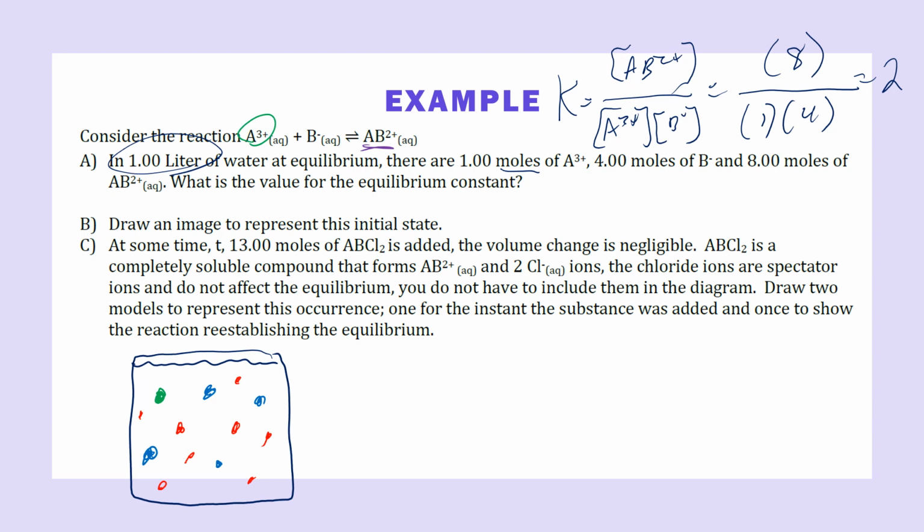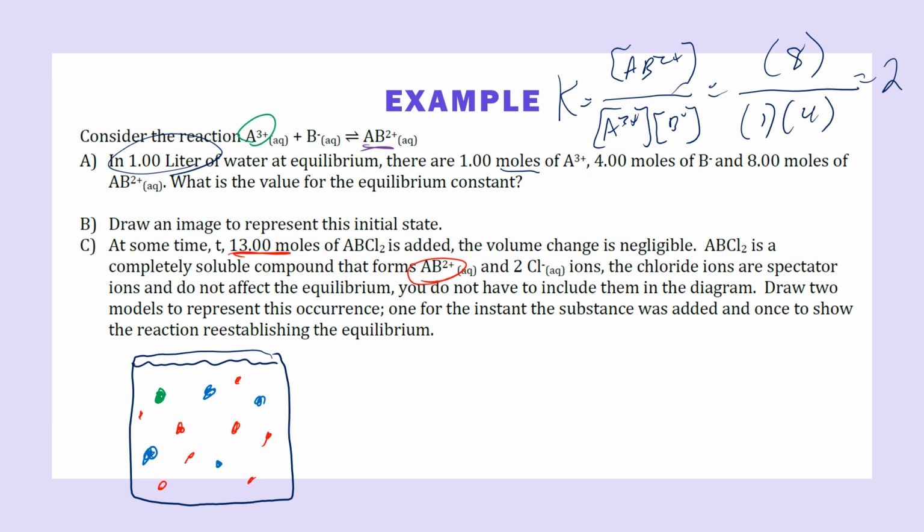And at some time t, we add 13 moles of ABCl2, and the volume change is negligible. The change in volume could affect the molarity, so a lot of times you'll see that the volume change is negligible. That just makes the calculations easier. So ABCl2 is a completely soluble compound that forms AB2+ and 2 Cl- ions, and the chloride ions are spectator ions. They don't affect the equilibrium, you do not have to include them. So essentially we're adding 13 moles of AB2+. It's just a lot of extra words to mean that.